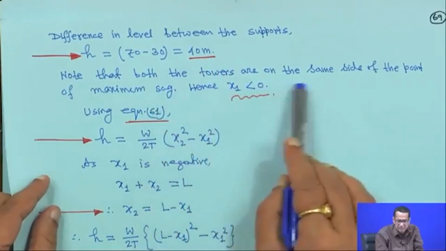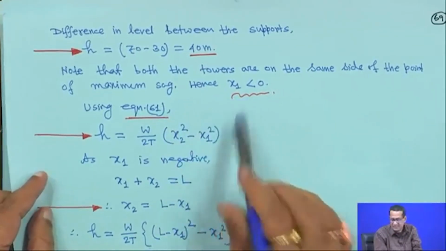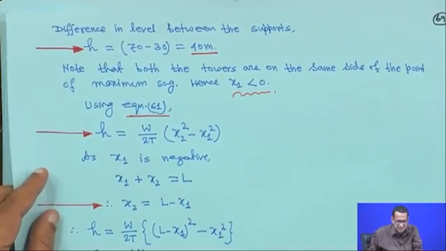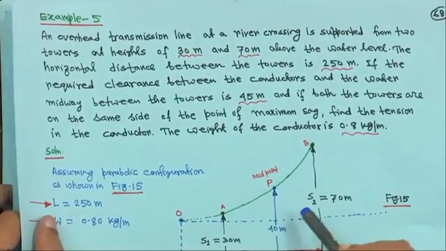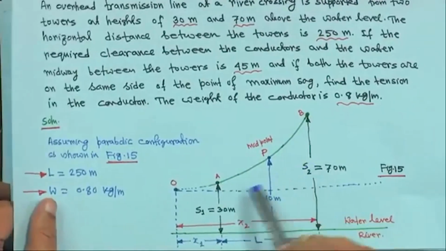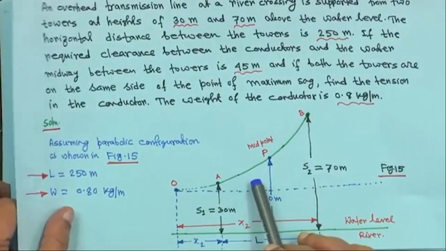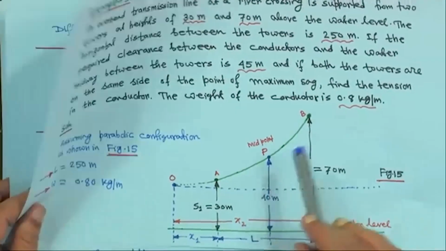Note that both the towers are on the same side of the point of minimum sag, hence x1 is less than or equal to 0. It is mentioned that both the points are on one side of that minimum sag. Just now we saw the previous problem. That means automatically, even if it is not mentioned, you have to assume that x1 is negative.